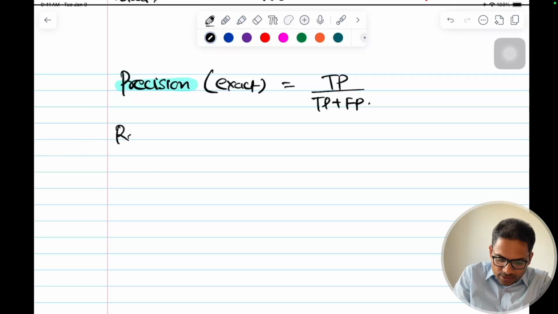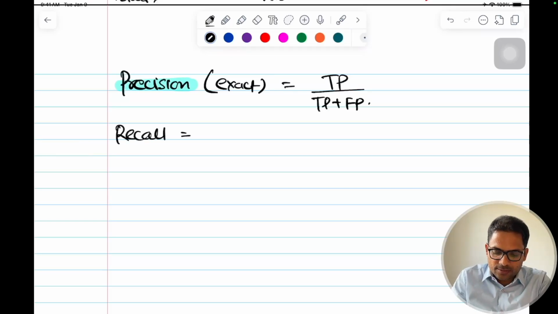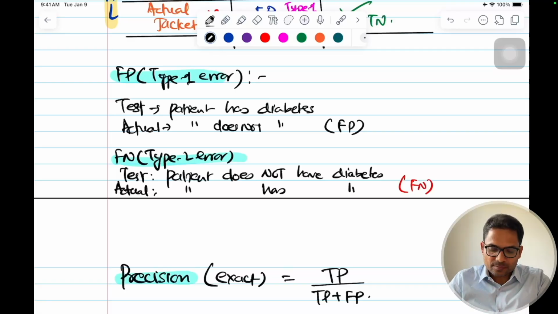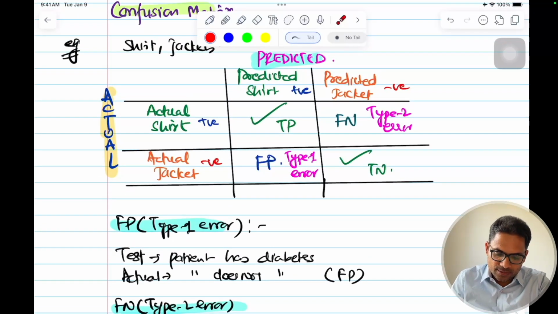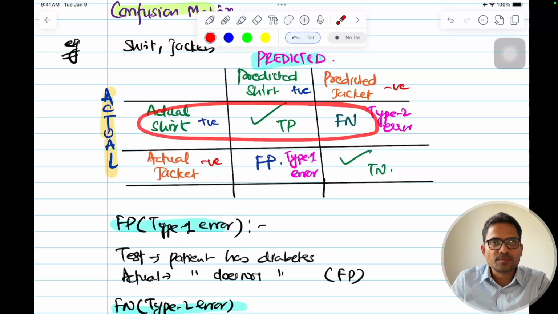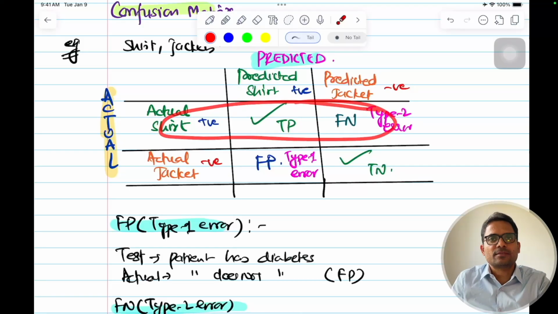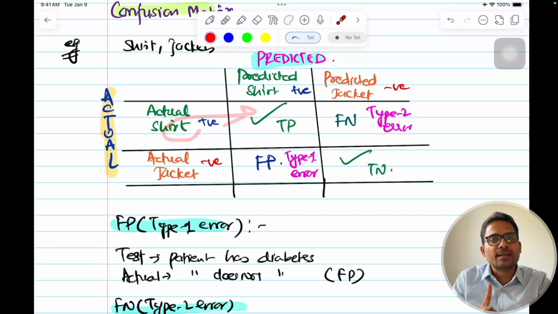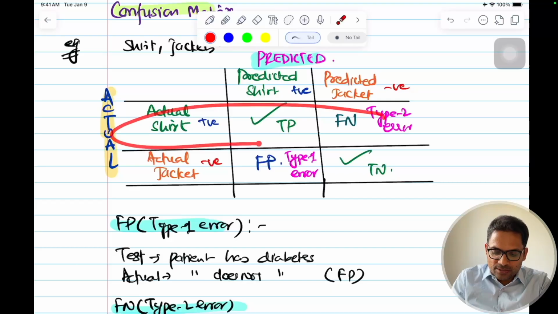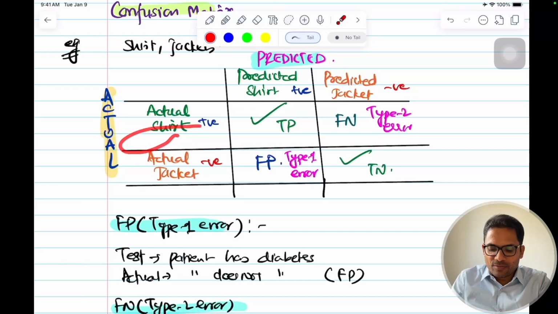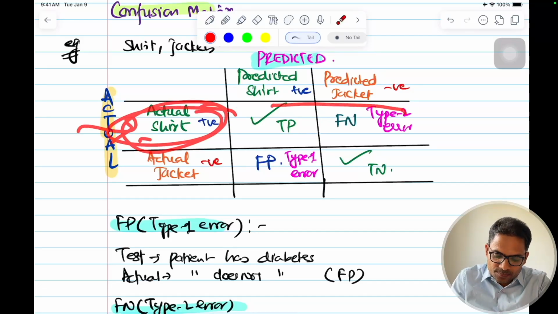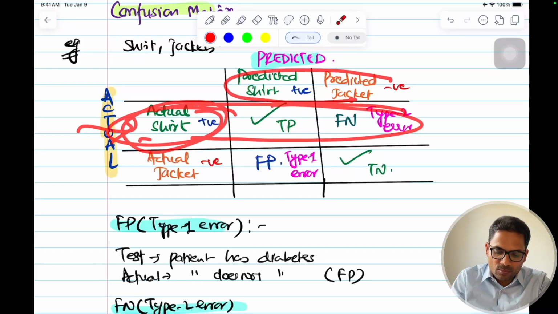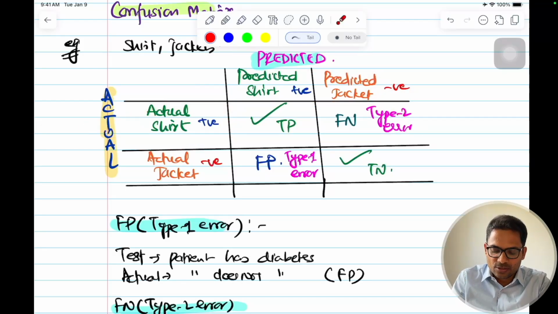Similarly, there is another metric called recall. What do we mean by recall? Of all the actual shirts, how many were you able to identify correctly as shirts? Of all the positive instances, how many was the model actually able to identify as the positive label? Or of all the shirt images that I had, how many was the model able to actually identify as shirt? So this is in this direction.